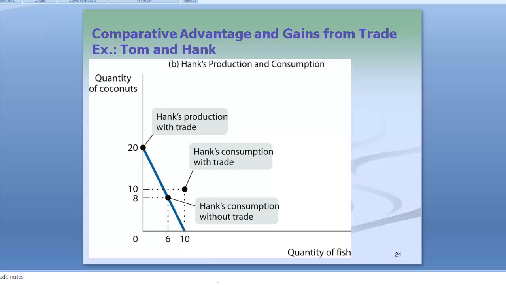When we examine Hank's outcome, assuming that Hank collects 20 coconuts for both of them, he trades 10 of his coconuts away to Tom in exchange for 10 fish that Tom has collected. And we can see once again that the consumption point with trade of 10 fish and 10 coconuts is beyond Hank's production possibility frontier. So Hank can consume at a point that he was unable to produce if he was self-sufficient. So once again, we can conclude that Hank is better off with specialization and trade.